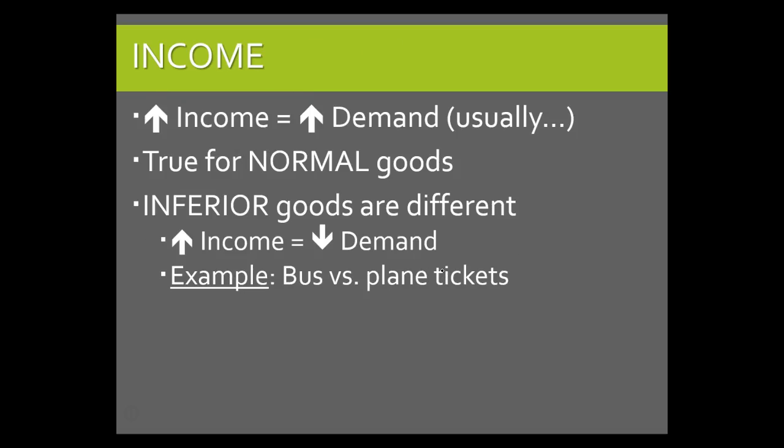Income's pretty obvious. If you have more money, you want to buy more stuff. So in almost every case, when you have more income, you will have an increase in demand. This is true for what we call normal goods.